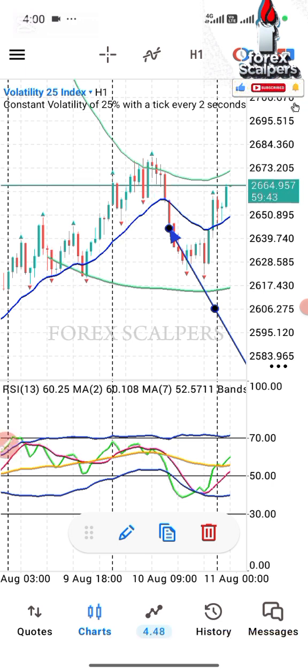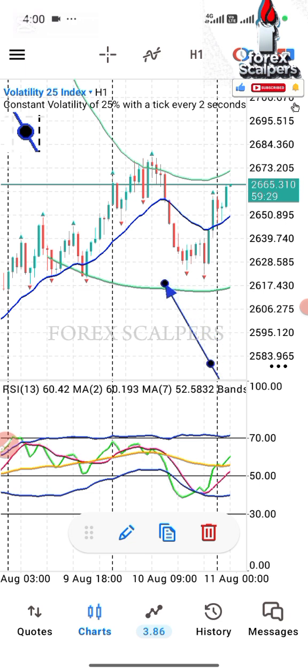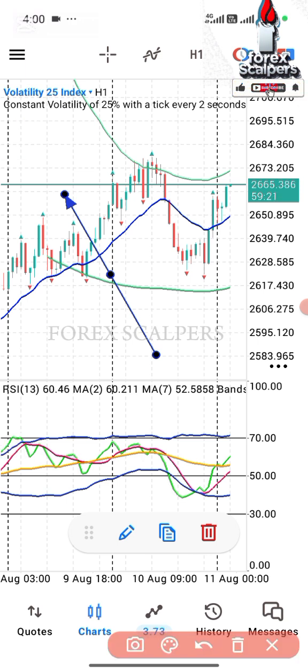Question is, where can we find the best buy entry? All we need to do is wait patiently for price to come back and retest it, since it's above it, for us to find our buy entry. So if you look carefully, you realize that price returned back to the Bollinger Band and retested it.